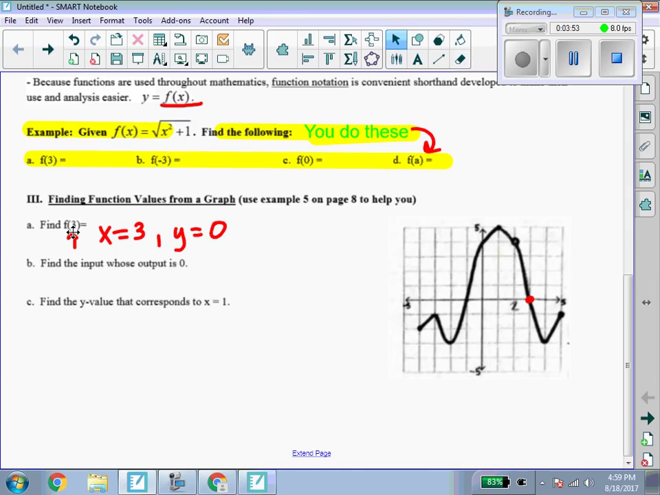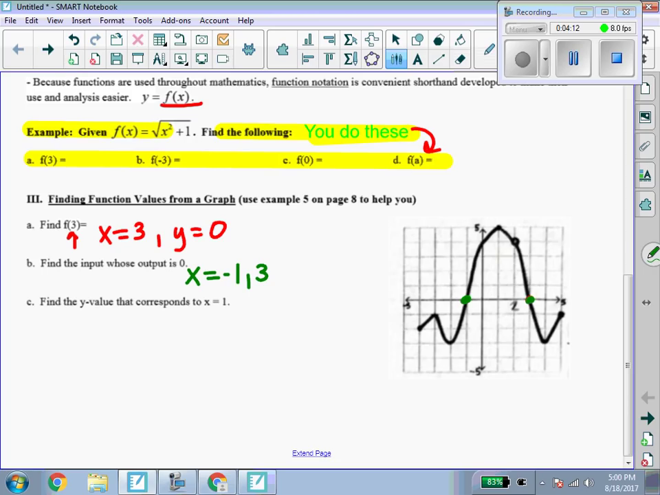The next one says find the input whose output is 0. So you have to look for all the y values on the graph that have 0, which is the same one we just did, and here. So the input, of course, we know is the x value, so that would be an x value of -1, and also, of course, an x value of 3, because we just said that.